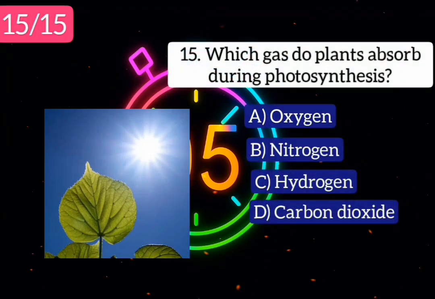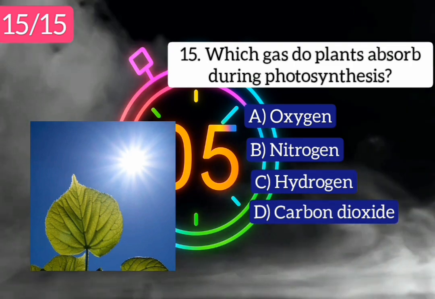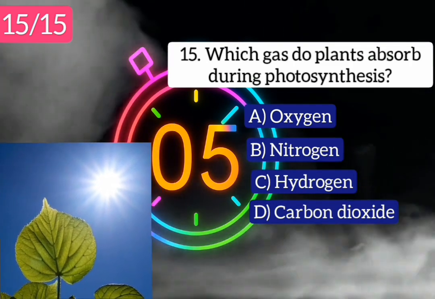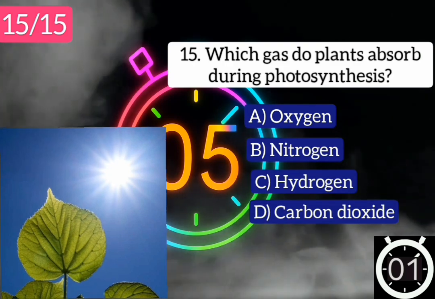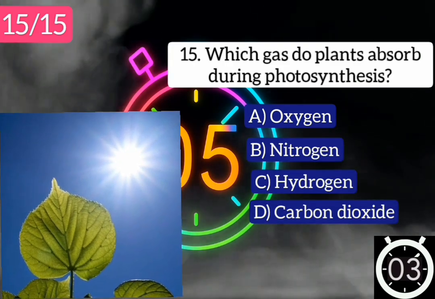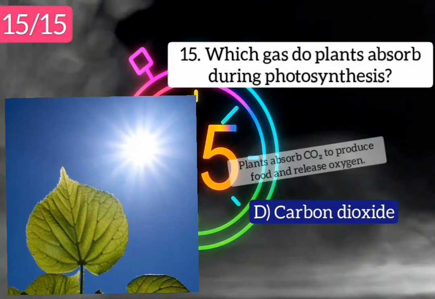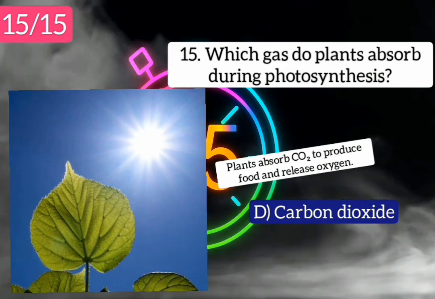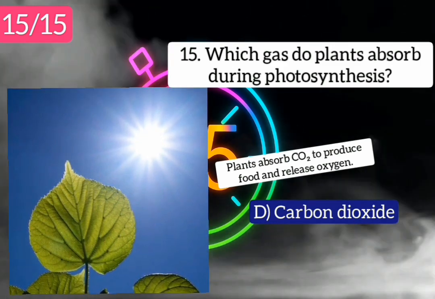Which gas do plants absorb during photosynthesis? Oxygen, nitrogen, hydrogen, carbon dioxide. The answer is carbon dioxide. Plants absorb carbon dioxide to produce food and release oxygen.